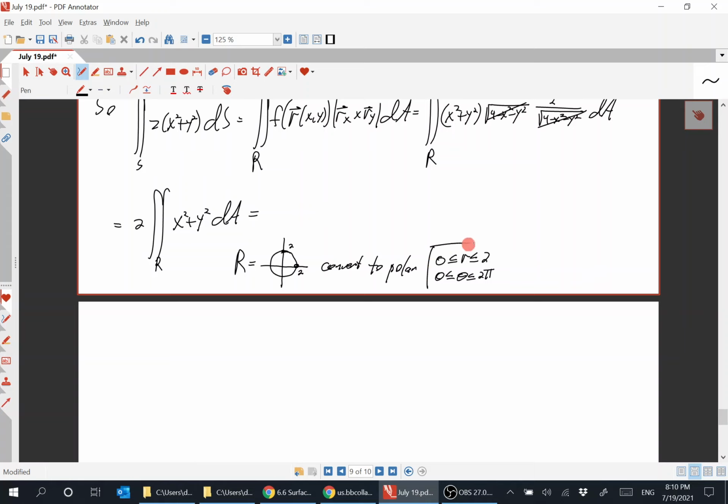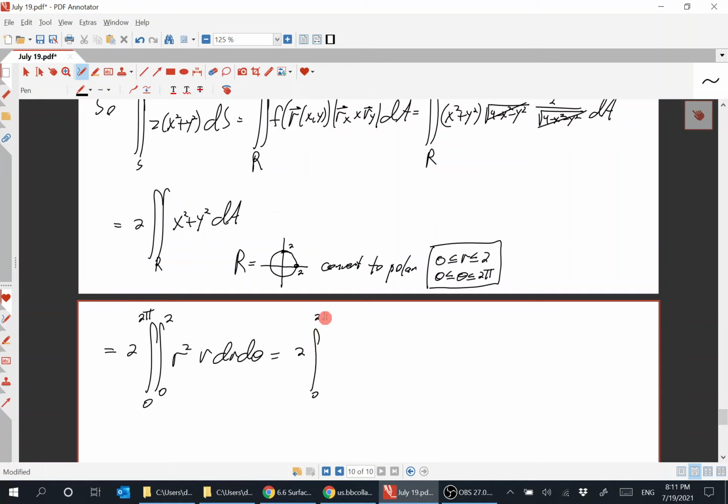So r goes from 0 to 2, and theta goes from 0 to 2 pi. So this is 2 times the integral from 0 to 2 for r. Let me go down the page. So 2 times the integral from 0 to 2 and 0 to 2 pi, x squared plus y squared is r squared, r dr d theta. So 2 times integral from 0 to 2 pi, integral from 0 to 2, r to the third, dr d theta. So 1/4 times 2 is 1/2.